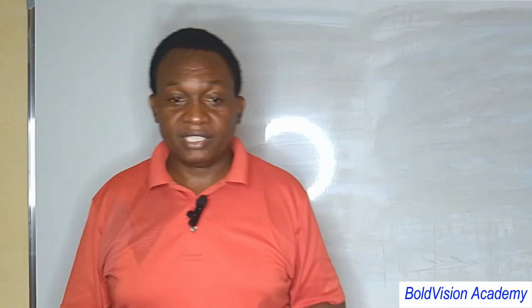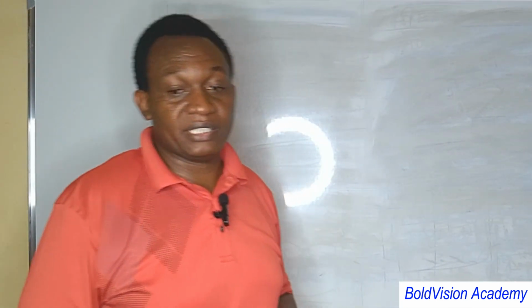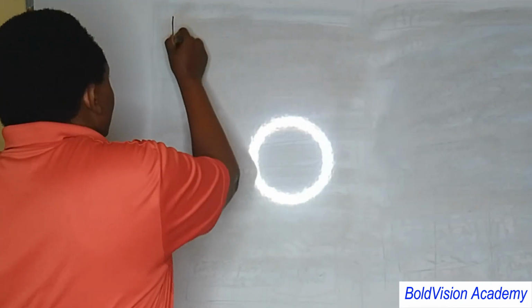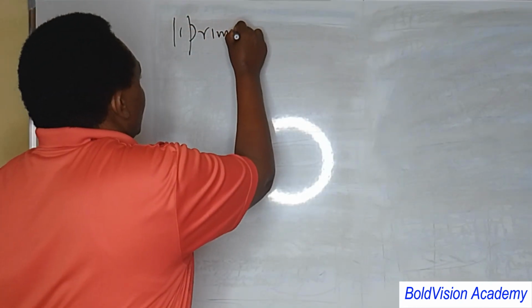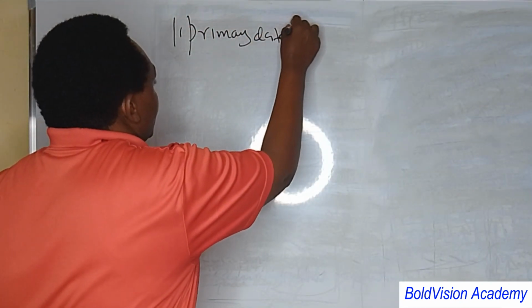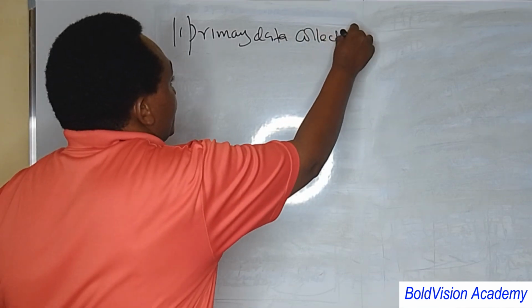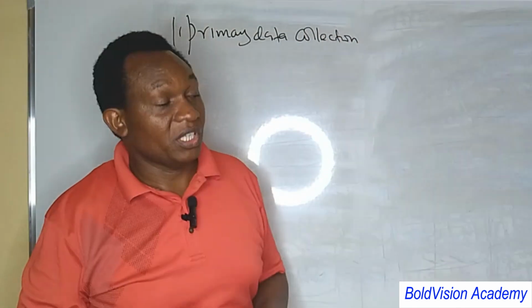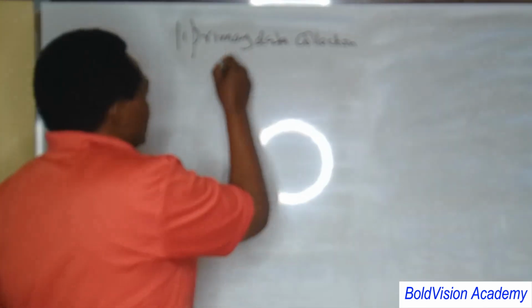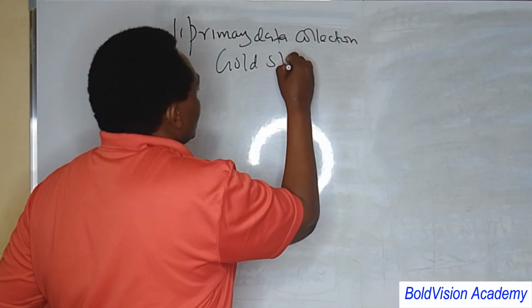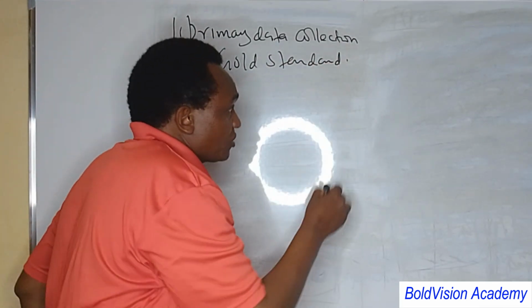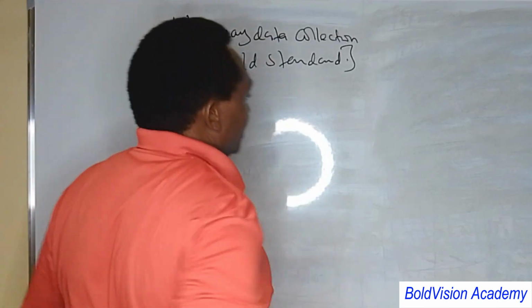So welcome back. Let's start with primary data. Number one is the primary data collection. We call it the gold standard, and there is a reason why it is a gold standard.